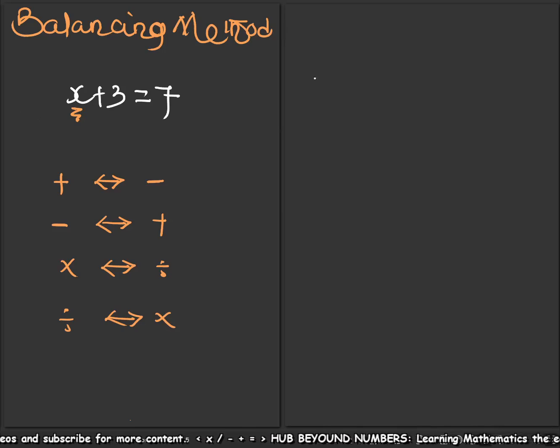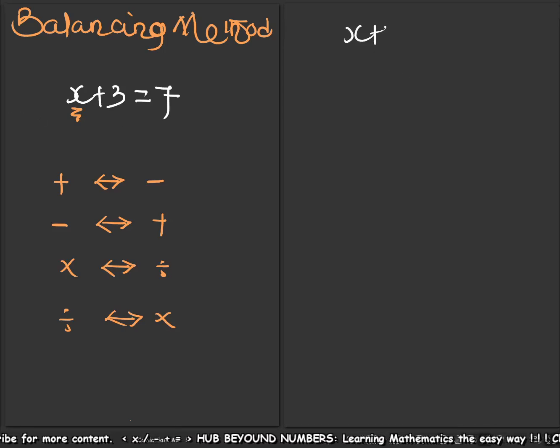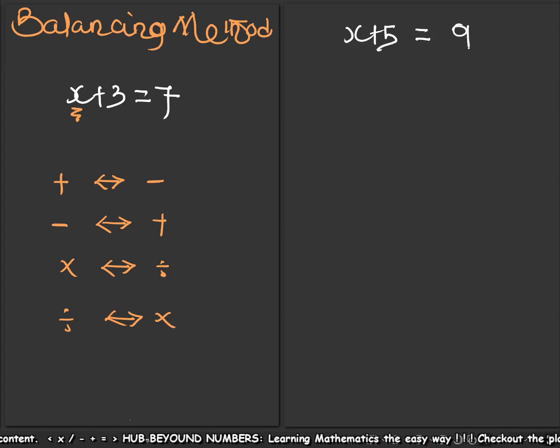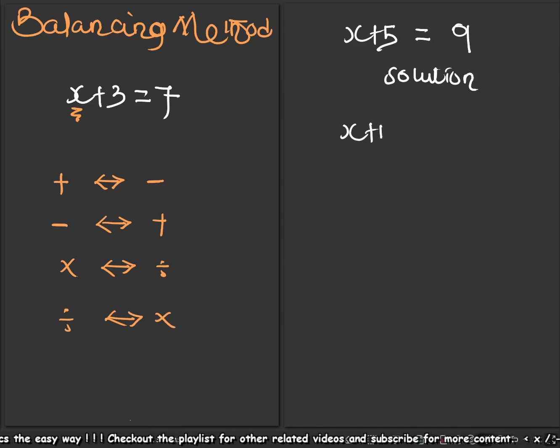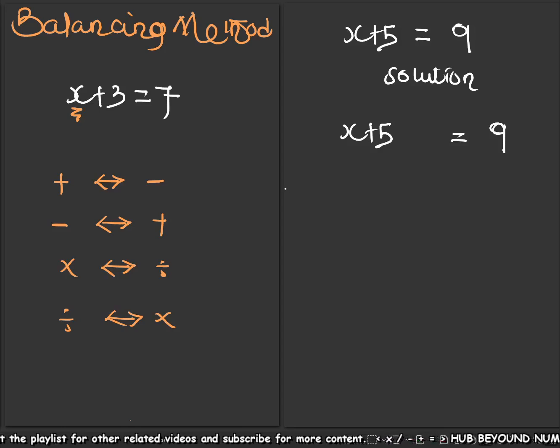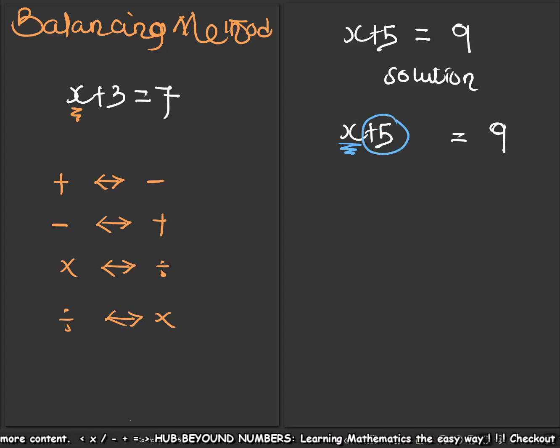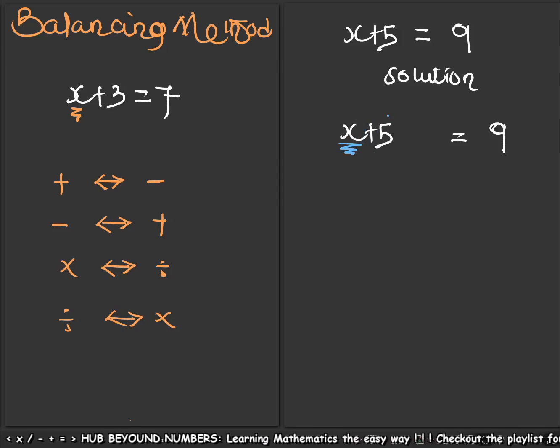So let's say we have this one-sided equation, that is x plus 5 is equal to 9, and we want to use the balancing method to solve it. Our solution: using the balancing method, we have x plus 5 is equal to 9. Where do we have our variable? Our variable is this x over here. We don't want anything else beside it; rather, we want the variable to stand on its own.